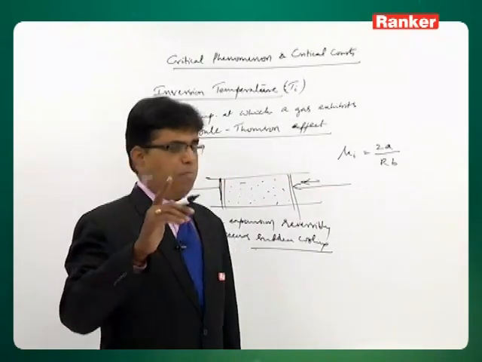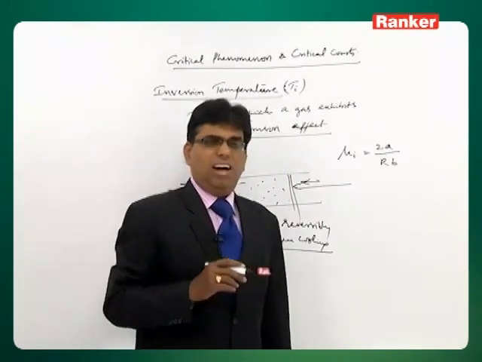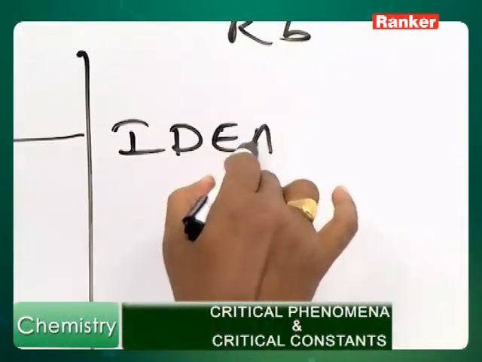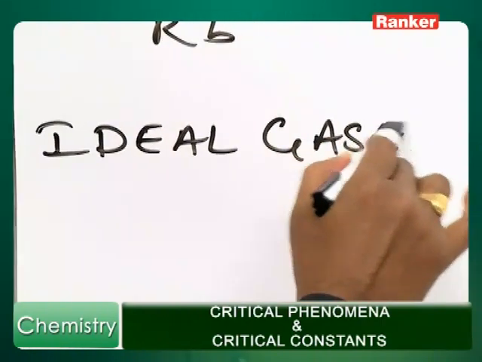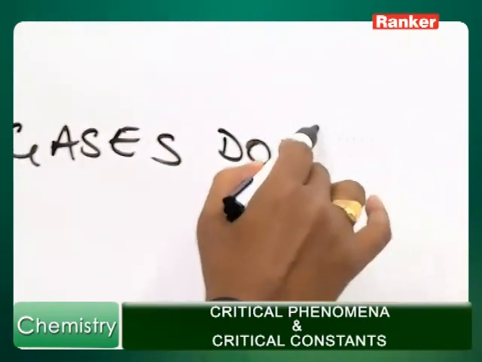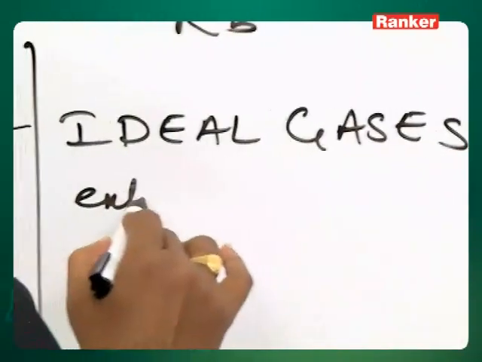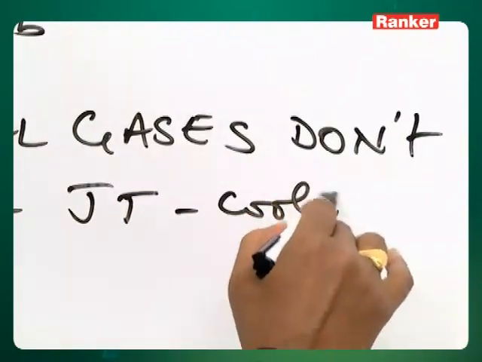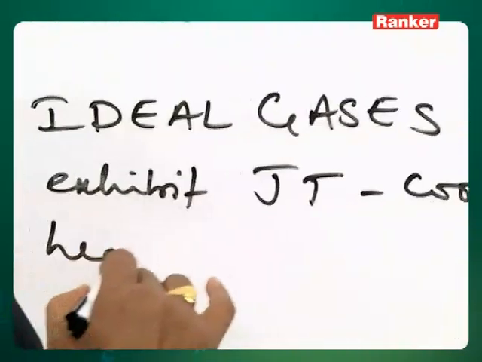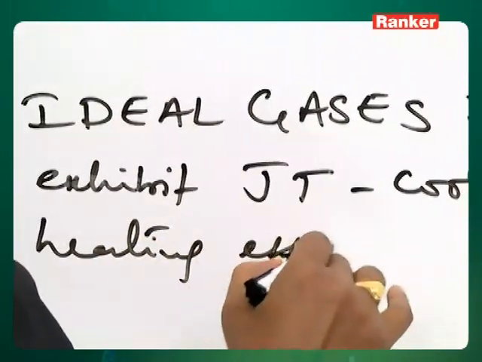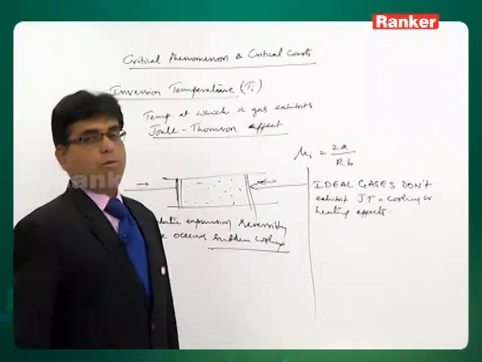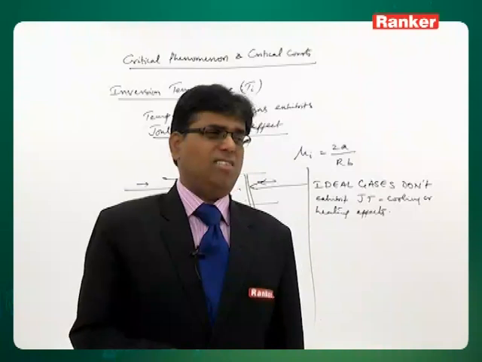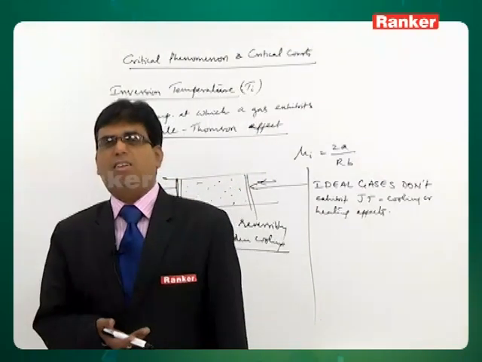Now here the points to remember are that ideal gases do not exhibit Joule-Thomson cooling or heating effects. What is the reason? The reason is simple, because here the entire thing is based on the intermolecular interactions.